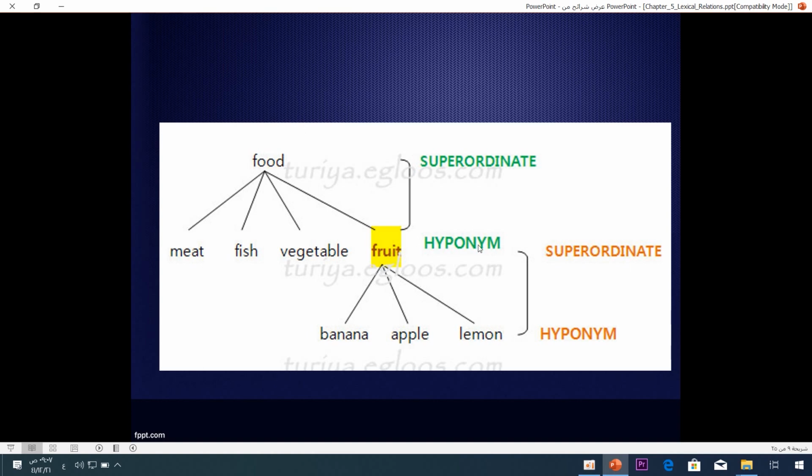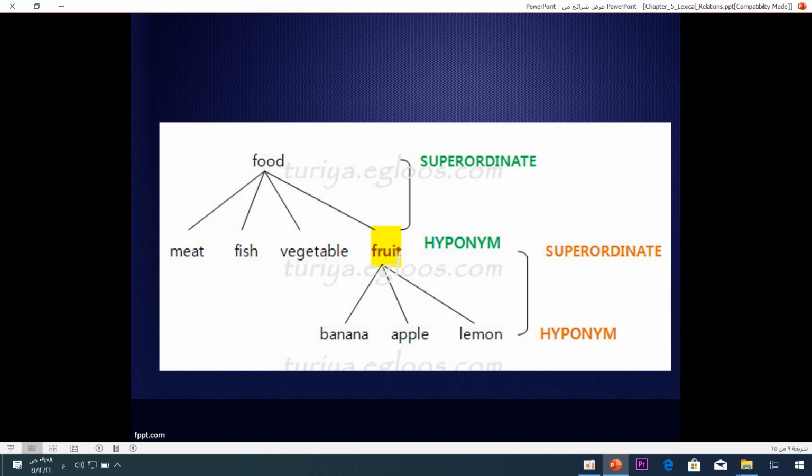Okay, here we have hyponym. As you see, a fruit belongs to something called subordinate. Remember that a fruit is a hyponym of food, يعني تابع للطعام. I want to say this in Arabic so you understand. See this: banana, apple, lemon, apricot, guava, mango, all of them are hyponyms of the word fruit.